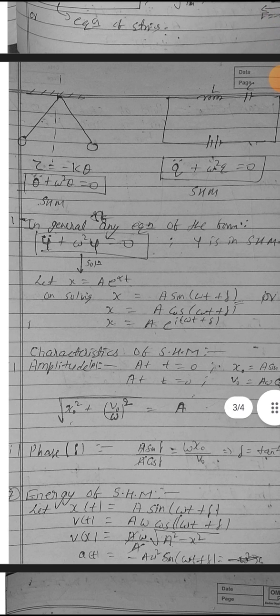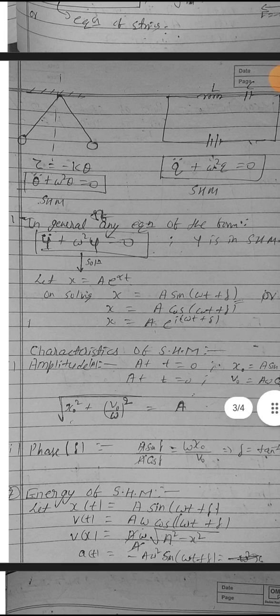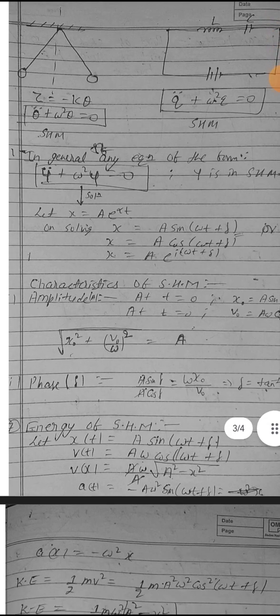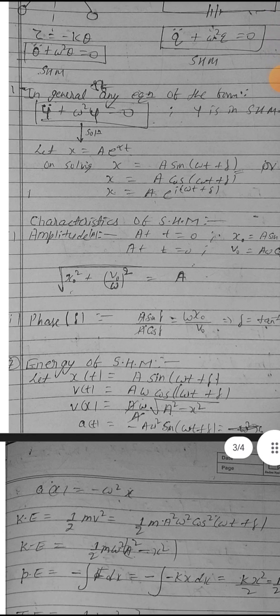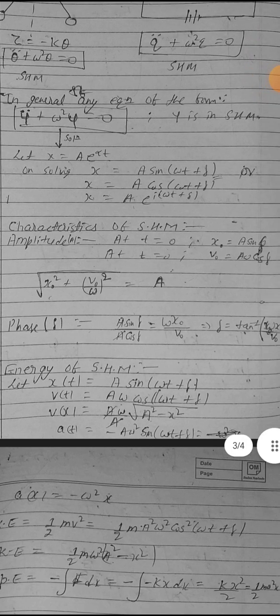So that means for the system to be in SHM, its equation should be of the form psi double dot plus omega square psi equal to 0. Now let's talk about the characteristics of SHM. First is amplitude. You must know the definition of amplitude: the maximum displacement from the mean position is called amplitude.